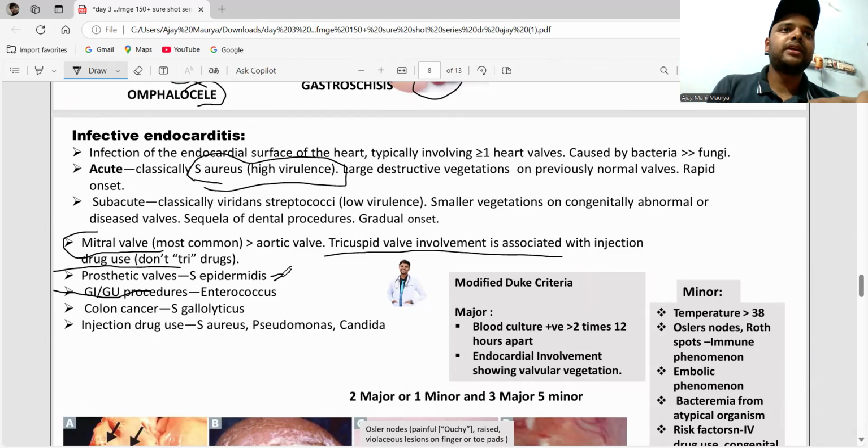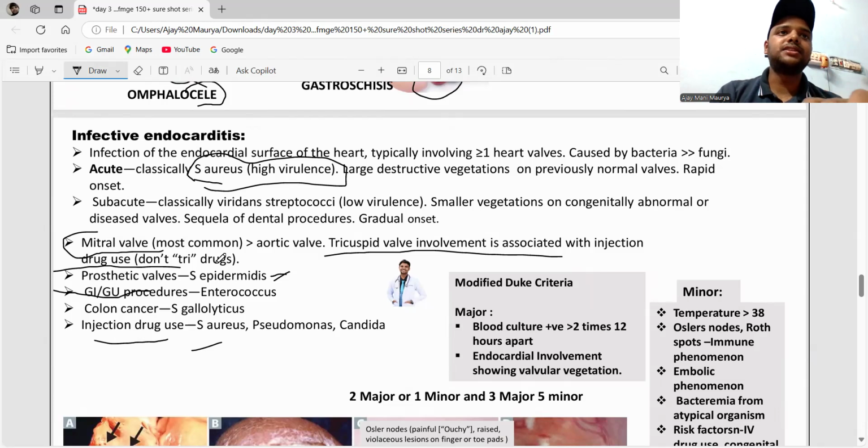Now, if it was caused by injection of drugs, like an IV drug user, then it is caused by Staph aureus, or else Staph epidermidis. If it was by injection, or I said IV drug use, then it is caused by Staph aureus or Pseudomonas, Candida.